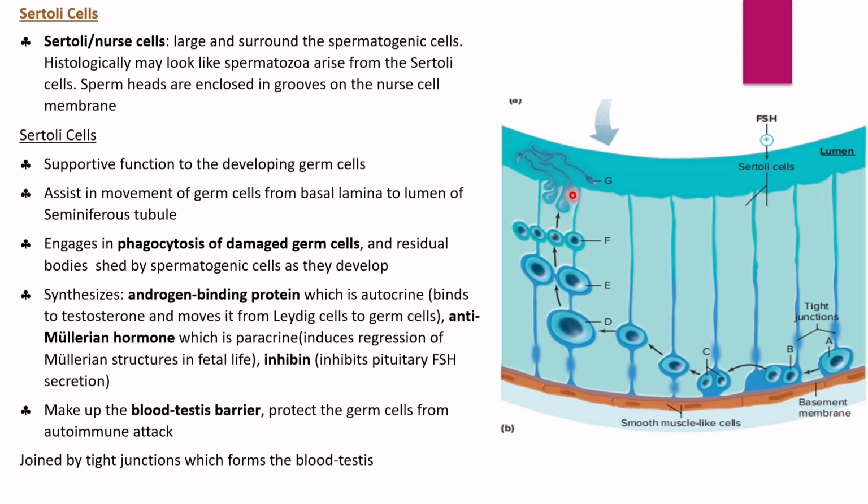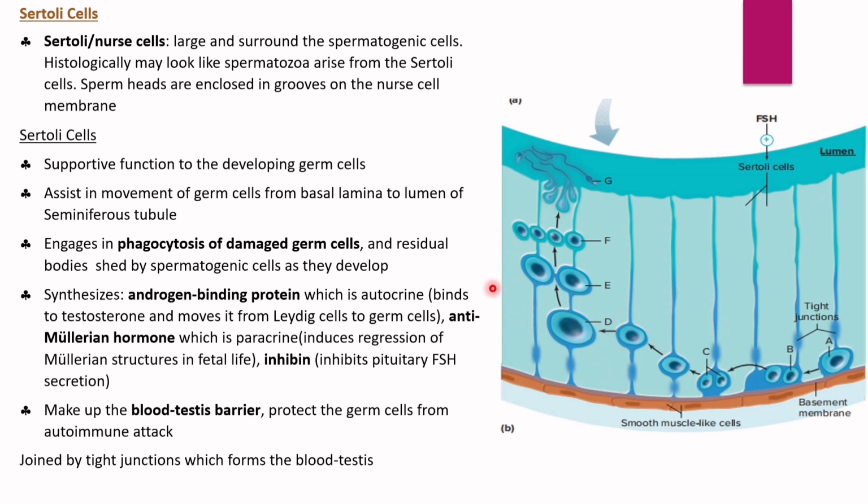They also secrete an androgen binding protein which binds testosterone. Testosterone is produced by the Leydig cells, which are found in the connective tissue stroma here. So it's a lipid hormone, testosterone. We'll talk about it later. Its concentration is helped by the Sertoli cells, which bind it and provide it for these developing spermatocytes.